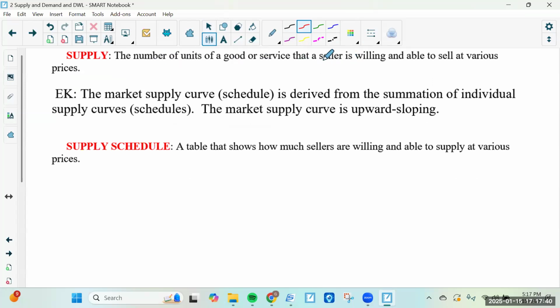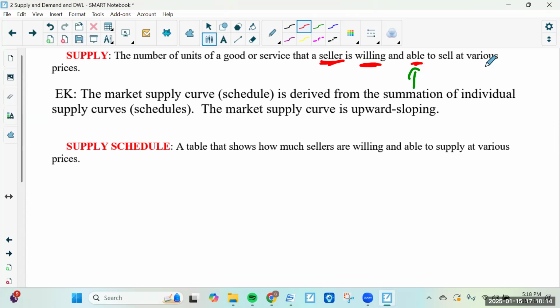So it's the number of units of a good or service that a seller has to be willing to sell to you, and they have to be able to. The tricky thing about the able part here is, can they earn a profit out of it? Ford is not able to sell you a car for $2,000. They're not able, because it probably costs $2,000 in labor alone to make a car, and then you've got all those other expenses too. They may be willing to, but they're not able to.